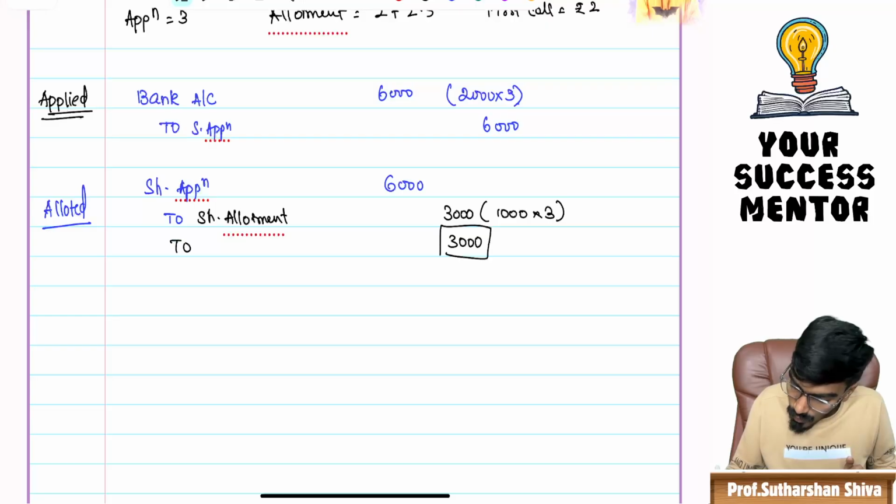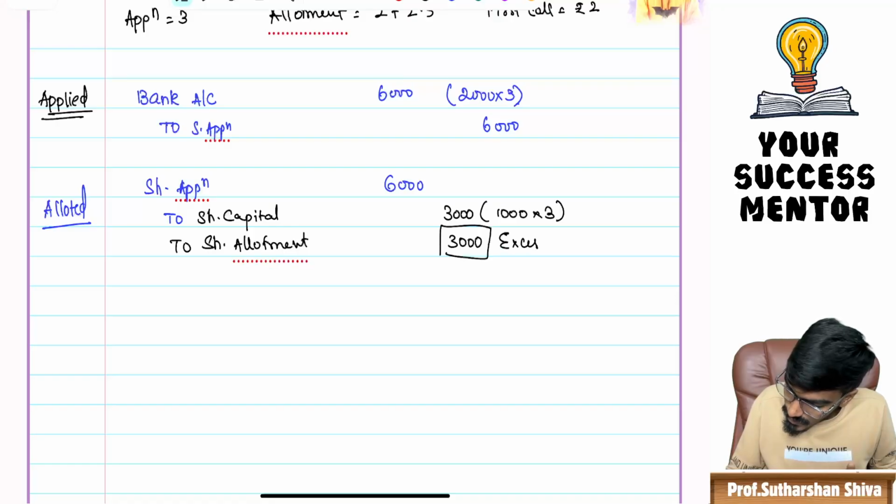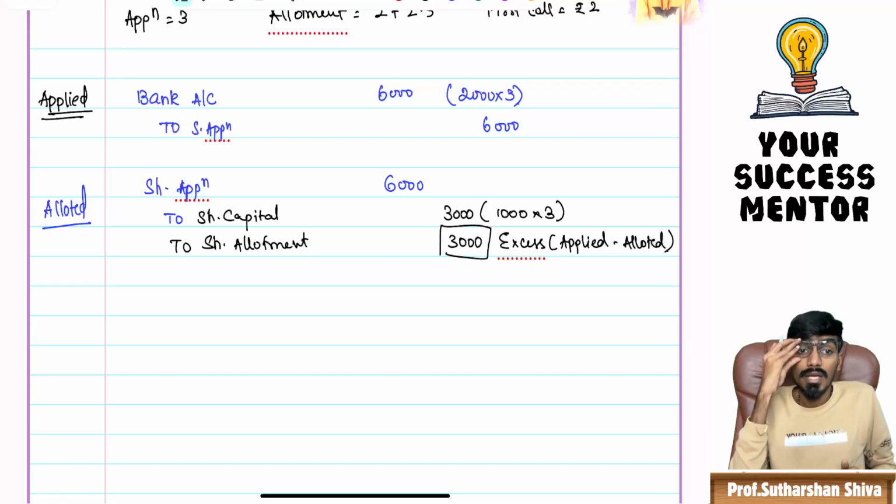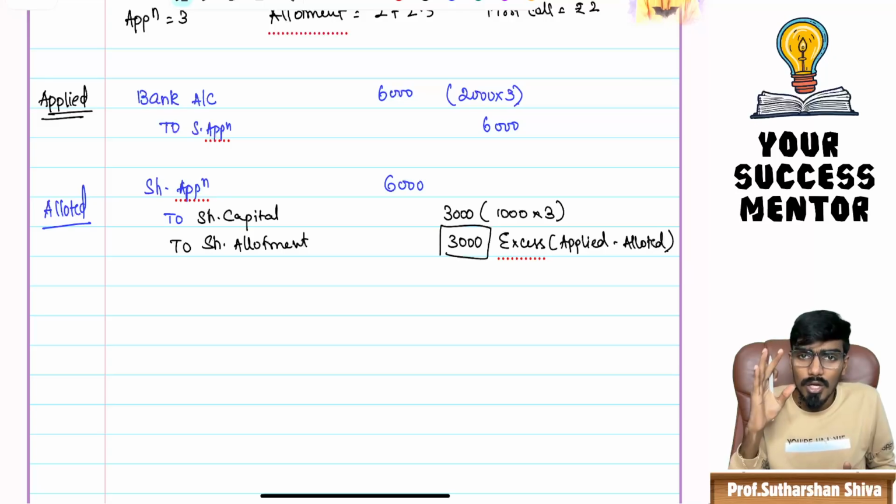So what should you write? The equity share capital, sir. See, here it is share capital which is required. Next, it is going to be share allotment. This is the excess. Excess means applied minus allotted. Okay, next, allotment is done.